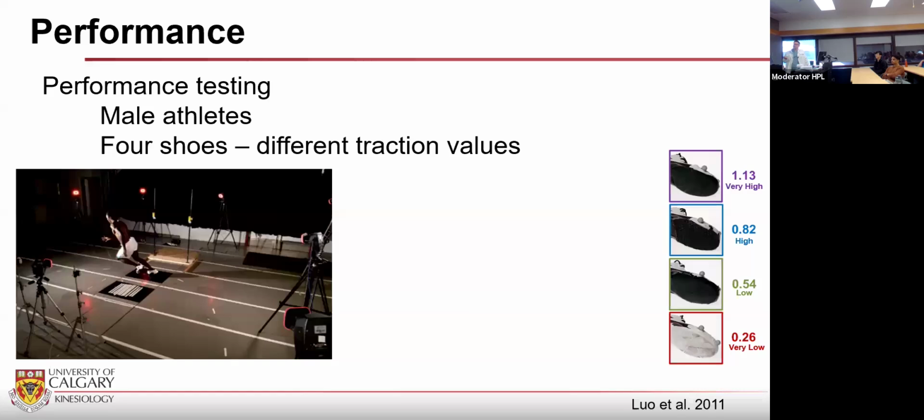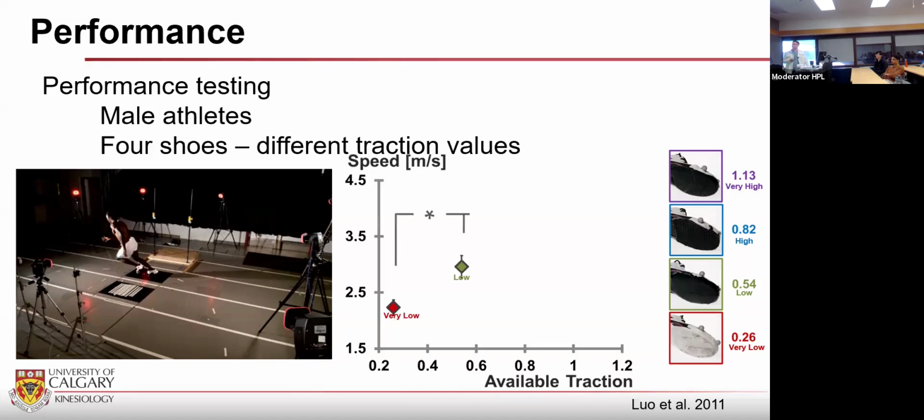The way they did this is they had athletes running around in a circle as quickly as they could in each of these shoes. The performance metric was the maximum speed these athletes could achieve in each of those conditions. Here is a speed traction curve, or speed traction result. When going from very low in red to low, there was a significant increase in the athletes' running speed, so the athletes increased their performance. Again, going from the low traction to the high traction shoe, we see an increase in the maximum running speed the athletes could achieve. So again, a significant increase in the athletes' performance.